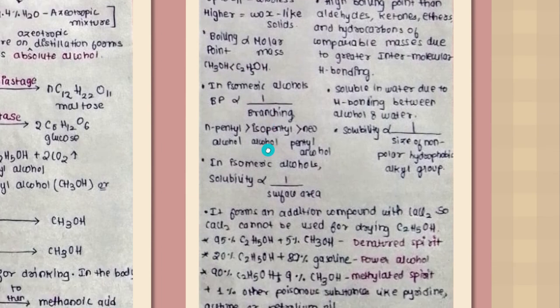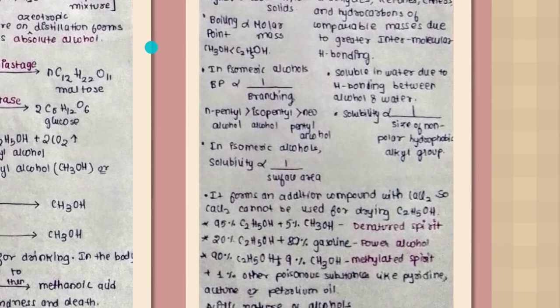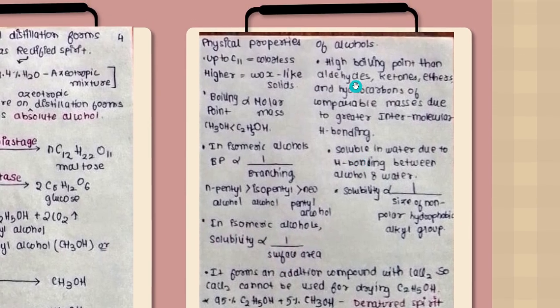In isomeric alcohols, the boiling point is inversely proportional to branching. For example, n-pentyl alcohol has greater boiling point than isopentyl, which has greater boiling point than neopentyl alcohol. In isomeric alcohols again, solubility is also inversely proportional to the surface area.